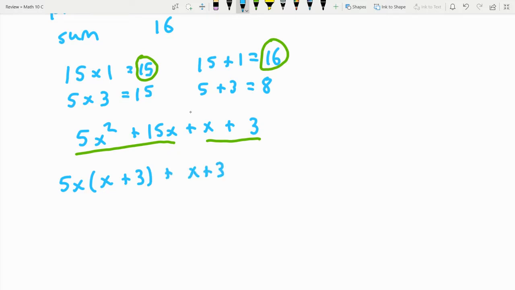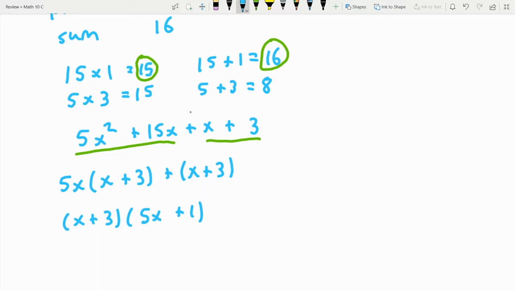But now notice one thing. When I considered both sets of terms separately, both of them have one thing in common, x plus 3. So I'm going to put a bracket here. That means I can divide out x plus 3 as another greatest common factor. If I do that, I should be left with 5x plus 1.